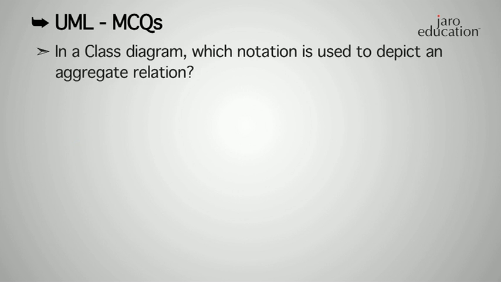Question 2. In a class diagram, again, which notation is used to depict an aggregate relationship? We've talked about aggregate earlier. It's an association between two classes, and aggregate is a special type. There are three kinds of associations: a normal association, an aggregate, and a composition. So which notation is used to represent an aggregate relation between two classes?